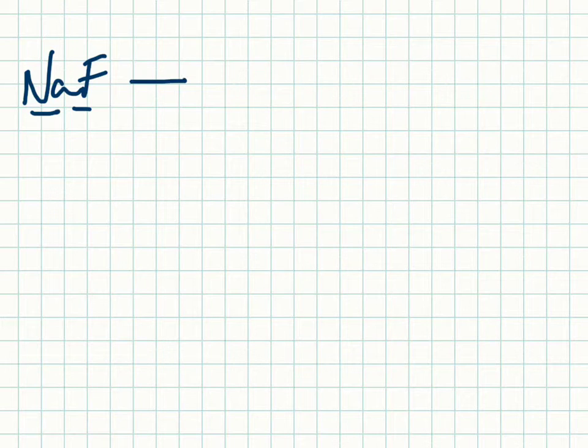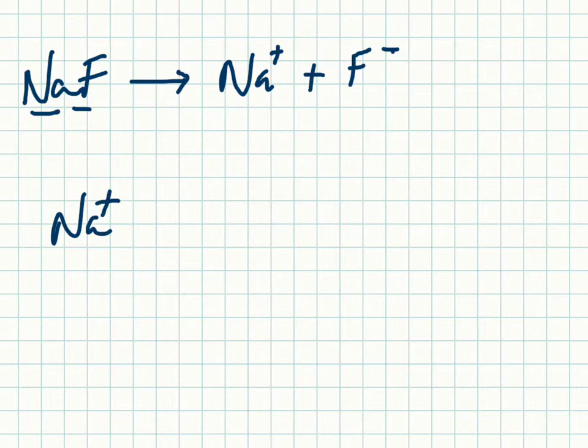When salts dissolve, they dissociate into ions. So in this case, we'll get a sodium cation, Na+, and the fluoride anion, F-. Now let's consider each of those ions separately. To do that, I'm going to create a little table for myself, with Na+ and F-.